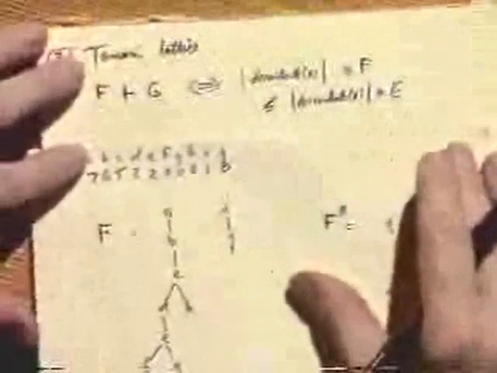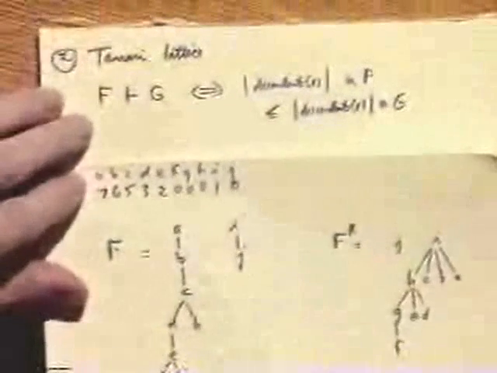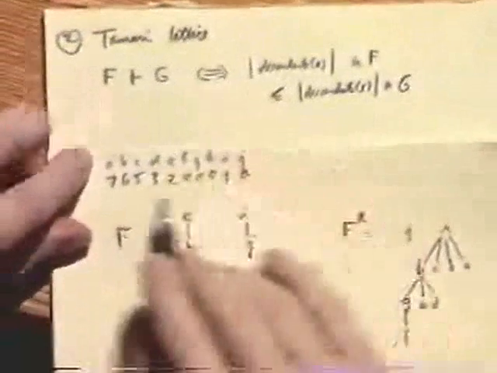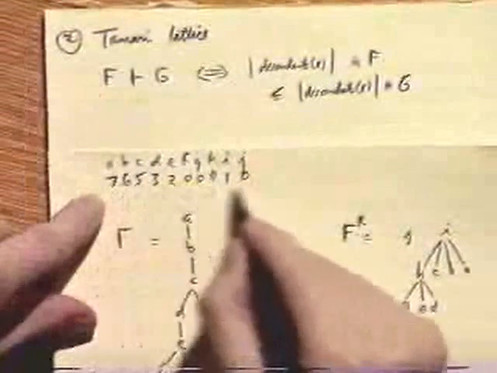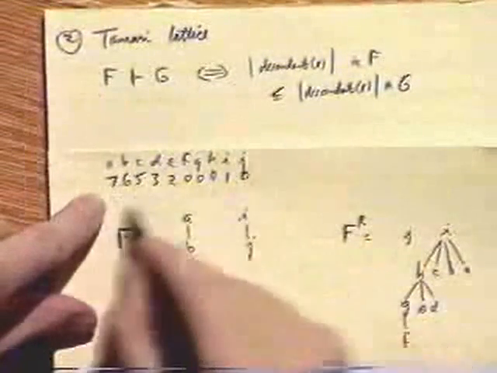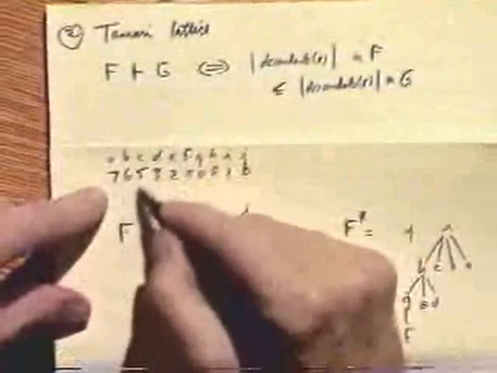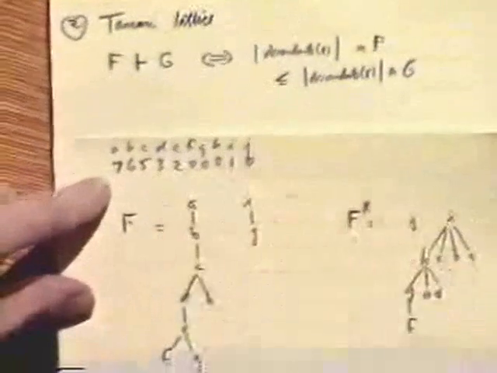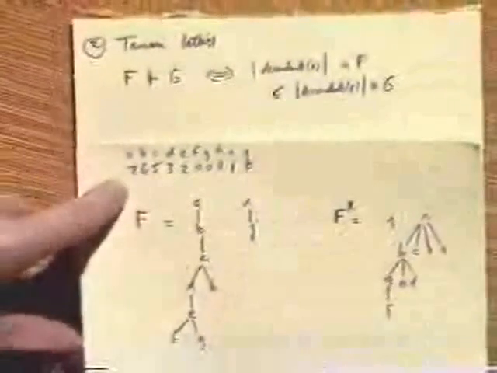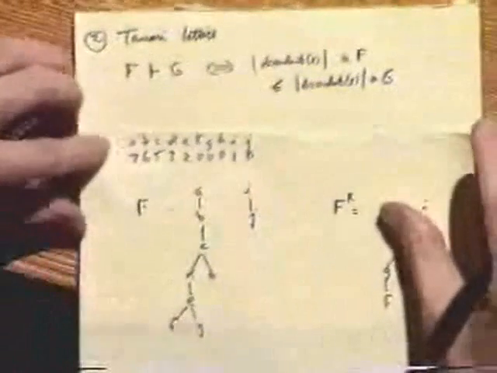Now, it's real easy to tell then in a Tamari lattice whether or not one forest is related to another. You just look at their scopes at these coordinates, and you compare one at a time. Each one has to be less than or equal to the corresponding one on the other side. That's the idea of a Tamari lattice.